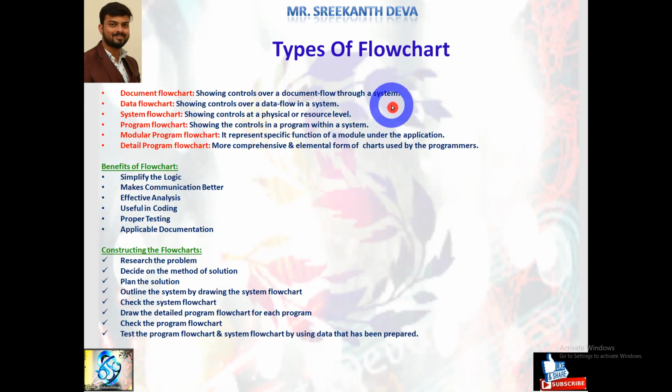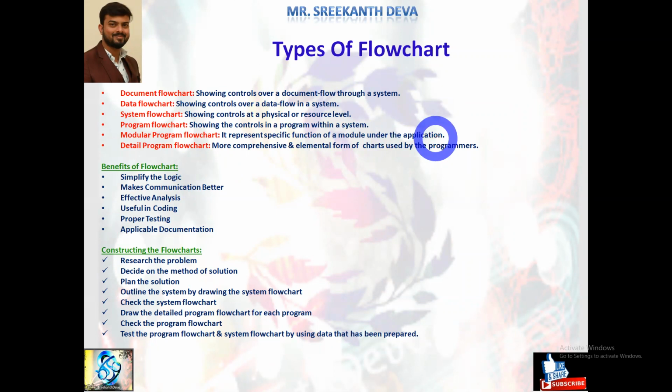Second one is modular program flowcharts. These flowcharts are used to represent a specific function of a module under the application. It represents the sequence of instructions that perform each procedure or operation written in an independent unit or module. They are also referred to as block diagrams. In the case of a modular program flowchart, it represents a specific function of a module under the application.